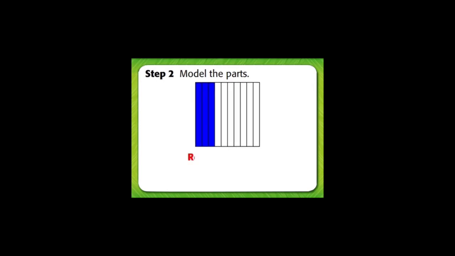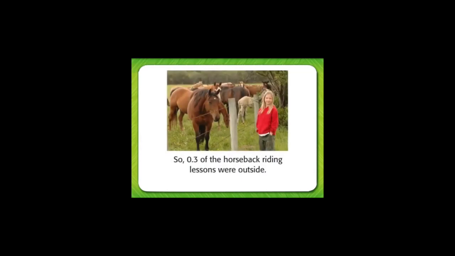The number is read as 3/10 and written as 0.3. So, 3/10 of the horseback riding lessons were outside.